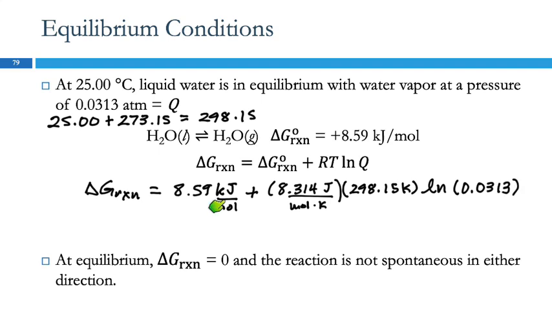Now again, we've got a kilojoule-joule thing going on here. So I'm just going to do what's easier right now, and write 10 to the 3 instead of kilo. So 8.59 times 10 to the 3 plus 8.314 times 298.15 times the natural log of 0.0313.